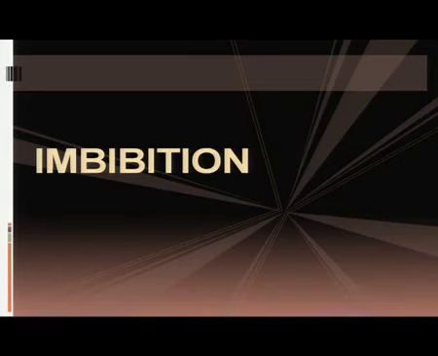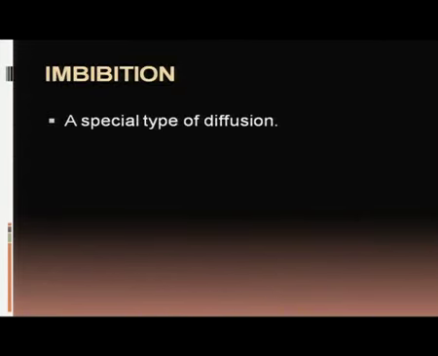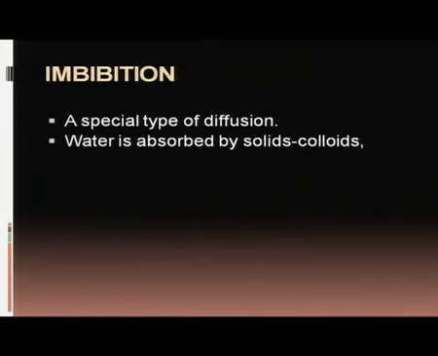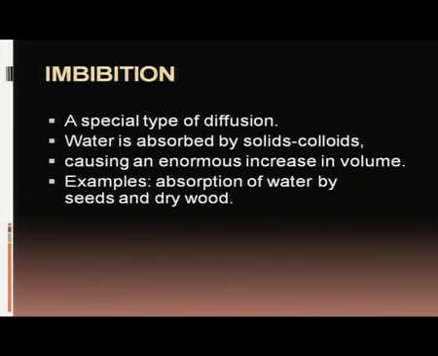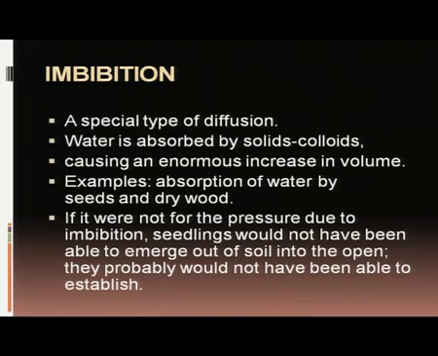The last topic for today is imbibition. Imbibition is a special type of diffusion. Water is absorbed by solids or colloids, causing an enormous increase in volume. An example is absorption of water by seeds and dry wood. So, what happens in imbibition? If it were not for the pressure due to imbibition, seedlings would never have been able to emerge out of the soil into the open. They probably would not have been able to establish.